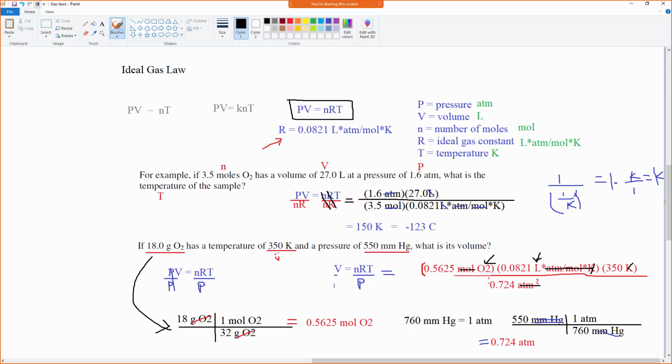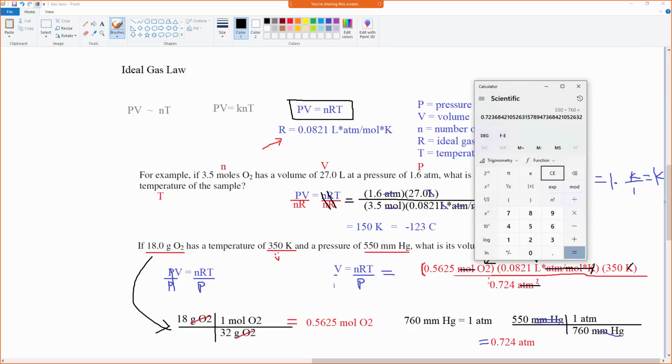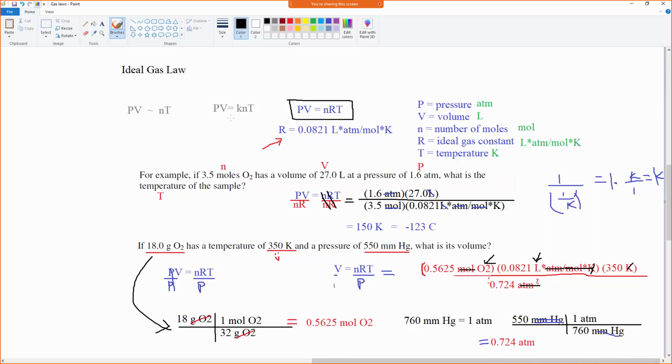Perfect. All right, Sarah got 22.33. Let's verify. 0.5625 times 0.0821 times 350 divided by 0.724. Yep, 22.33 liters of oxygen. Perfect. How do you guys feel about that?